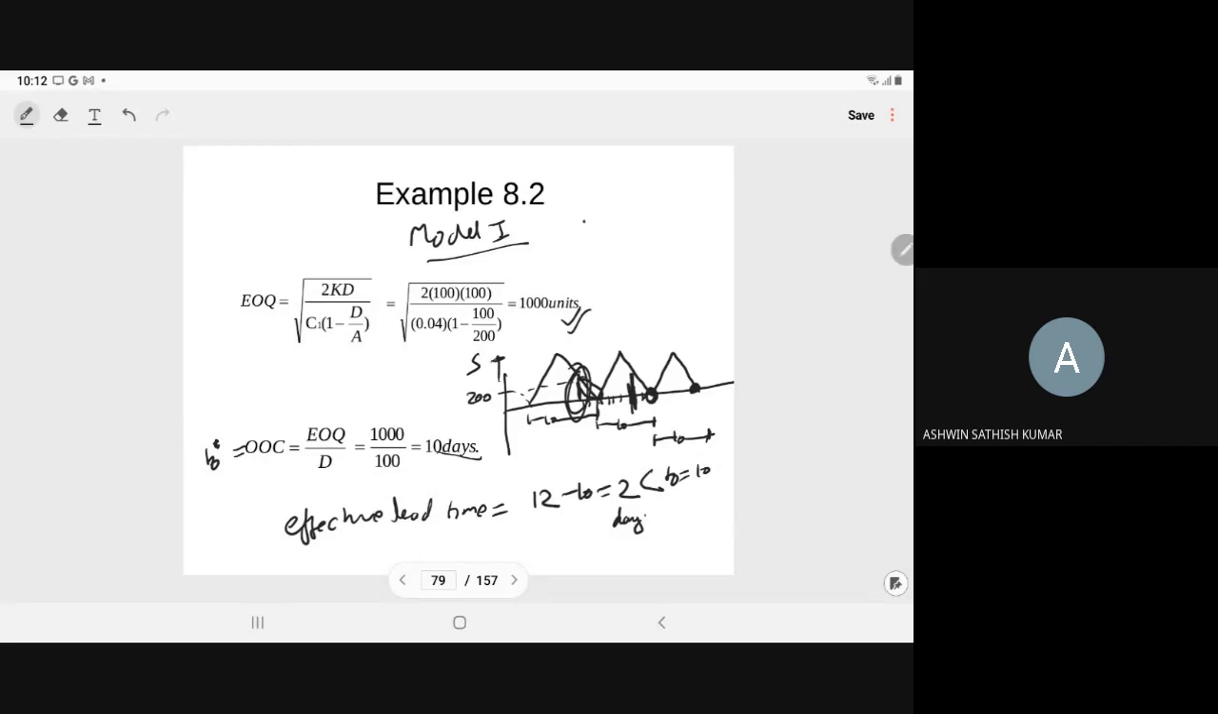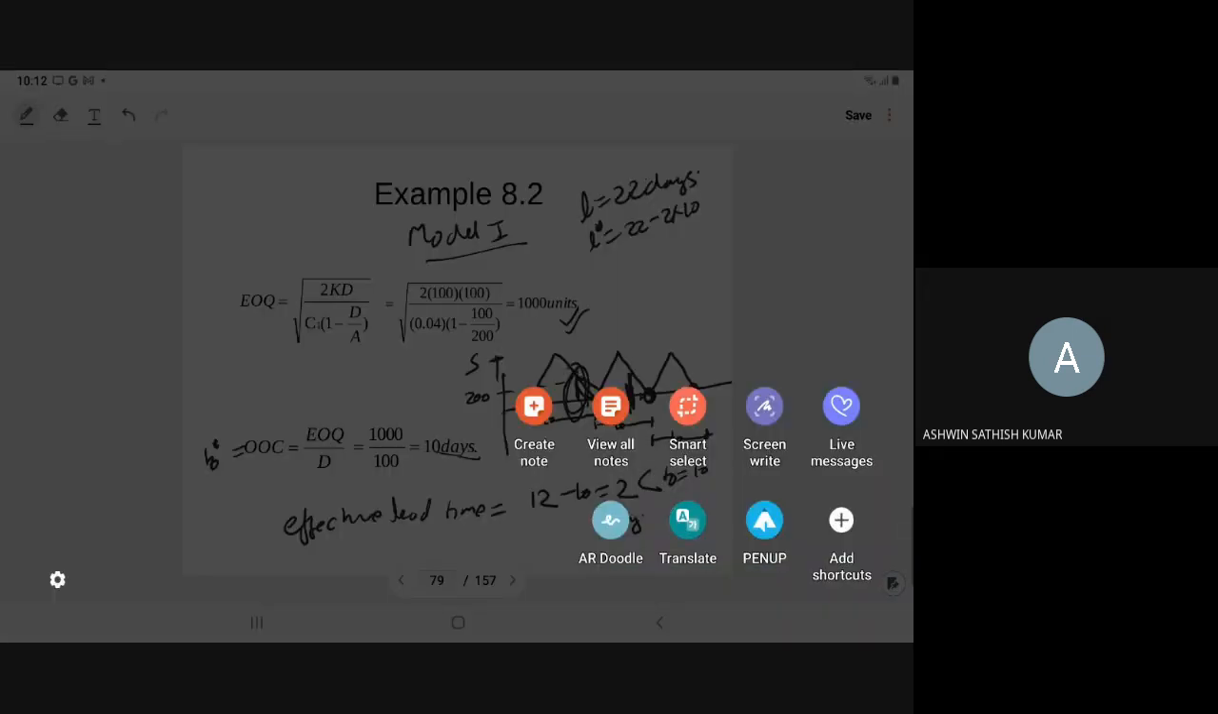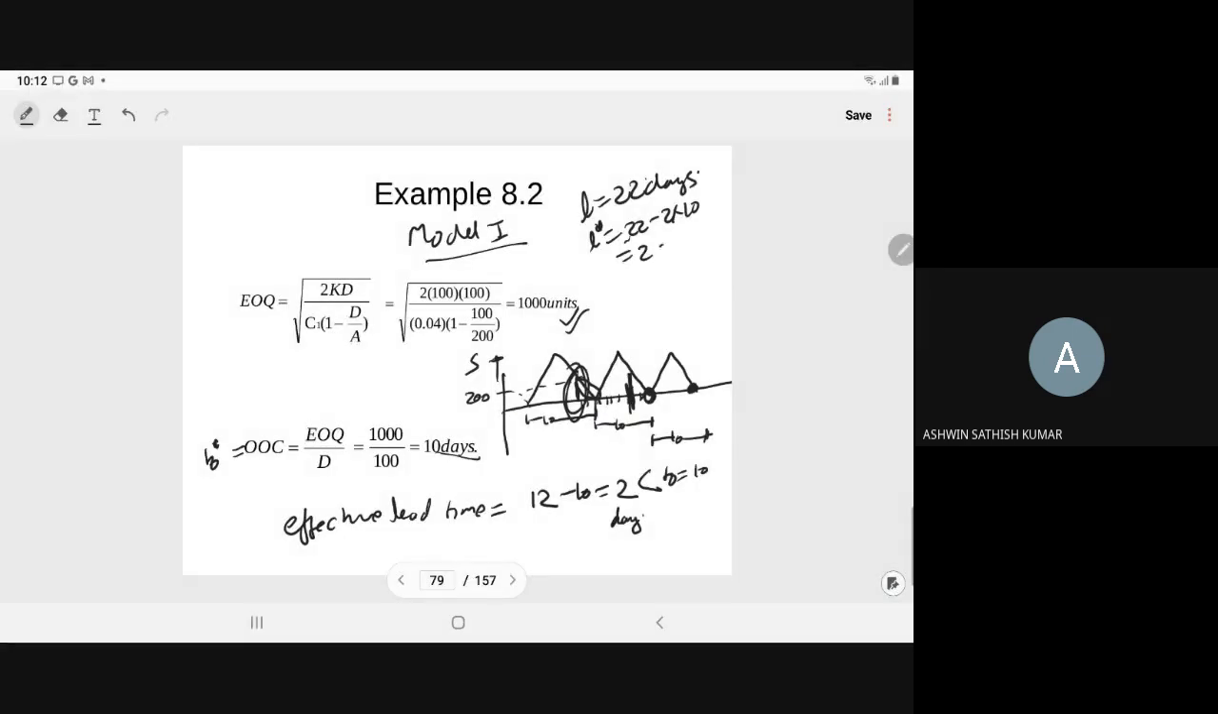Similarly, if we have L equal to 22 days, in that case the effective lead time will come again as 2 days, that is 22 minus 2 into 10, which is 2 days. So in this case, what is the optimum ordering policy? 200 units plus 2 orders pending. Clear this part?